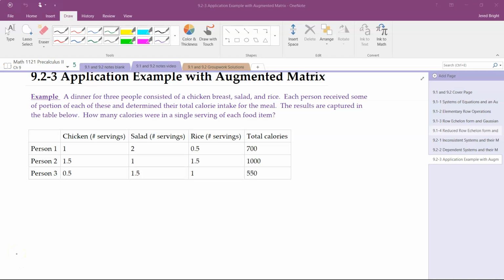Our final video of the week is going to deal with an application example, because of course we have to make sure we are able to take our knowledge and put it into use in real-world settings. This is a fictitious example, kind of, sort of. The numbers, the ultimate answers, are kind of realistic. You have 3 people who ate dinner, which consisted of chicken, salad, and rice, and they had some number of servings of each, and their total calories were reported. So the question is, how many calories were in each of the food items for a single serving?